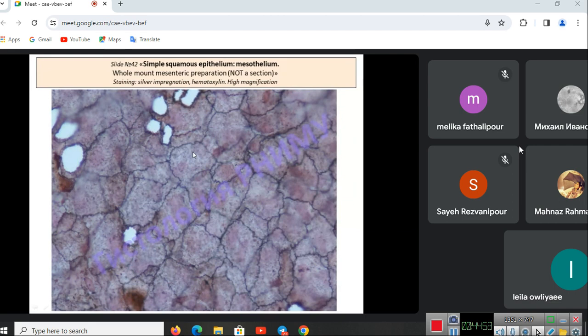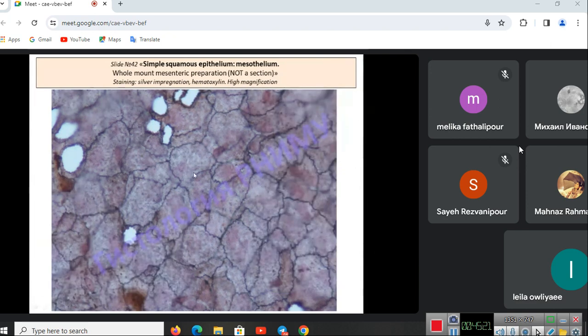cell 1, cell 2, between them the border, and here we will have the cell junctions between these cells. We cannot see these junctions in light microscopy, but we know that they exist because the cells are of epithelial tissue and they should have cell junctions between them, including tight junctions and desmosomes.